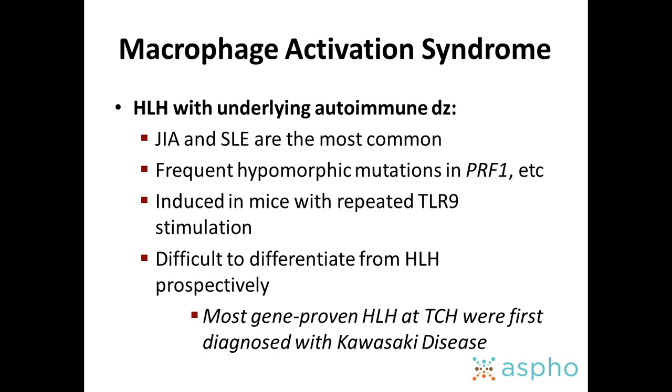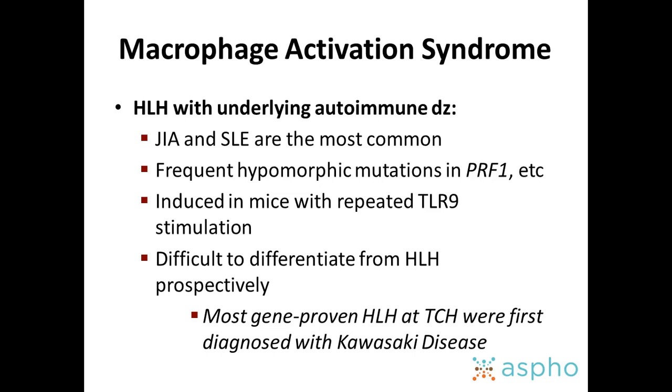And this is supported by mouse models where if you basically keep tweaking TLR9, they'll develop HLH. And I think one thing to think about is just because you have an autoimmune disease, and just because it looks like autoimmune disease, doesn't necessarily mean it's not an inherited immune defect. So most of the gene-proven kids at our institution, when we go back and look, they've been to the ER once or twice with Kawasaki's disease.